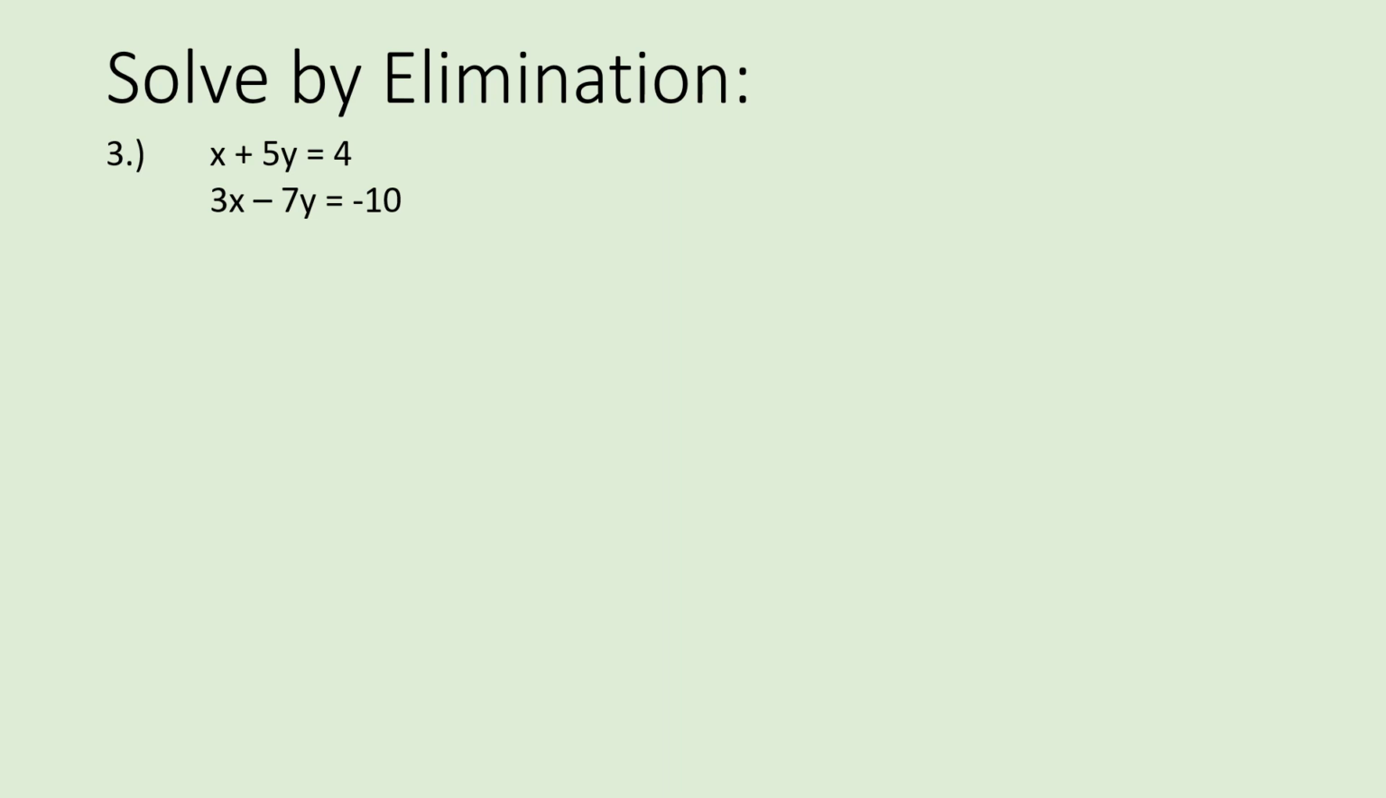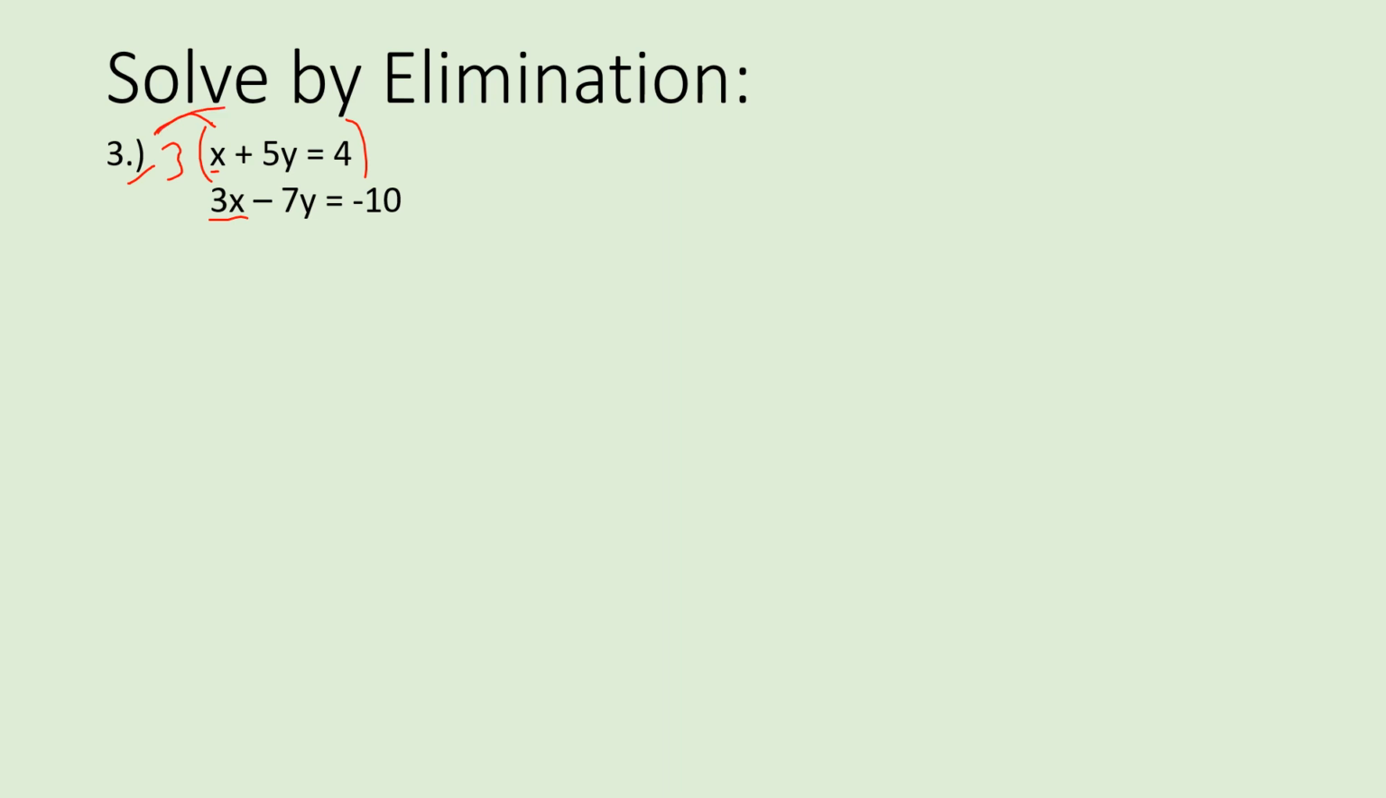So what we want to do here is change one of these equations. Let's look at the top one. Okay, if we want this x to match this one on the bottom, we want to put a 3 in front of it. Now we also want one of these to be positive and one to be negative. So instead of multiplying by 3, let's multiply by negative 3.